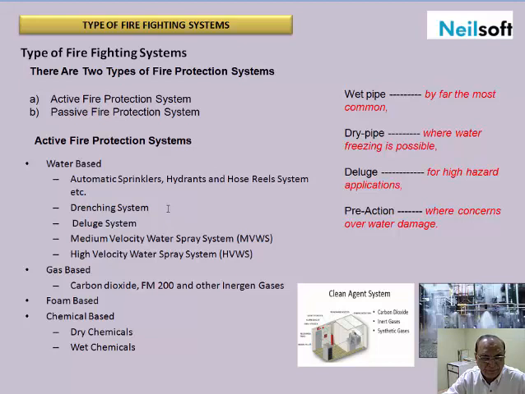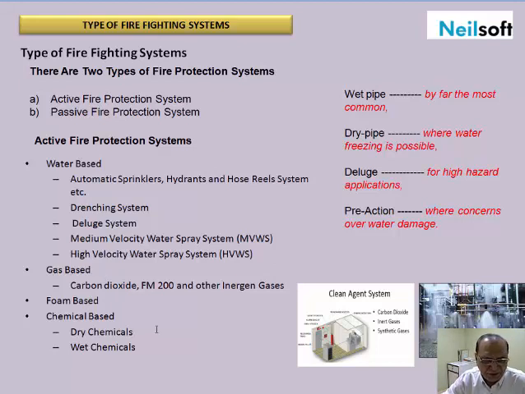Drenching system is used for cooling the surfaces. Deluge systems discharge the water from open nozzles. And for different applications of the water, these firefighting systems are also further categorized into medium velocity water spray systems and high velocity water spray systems.